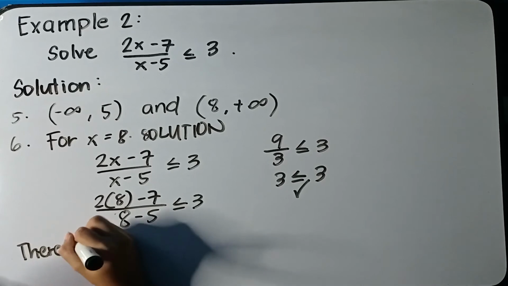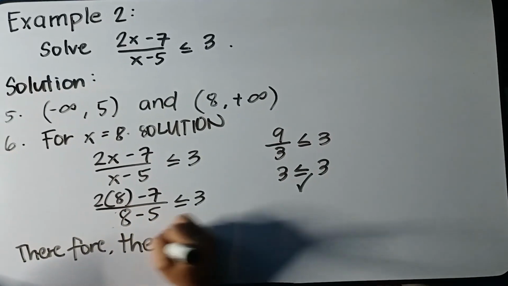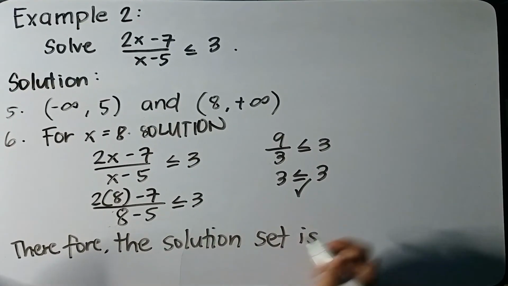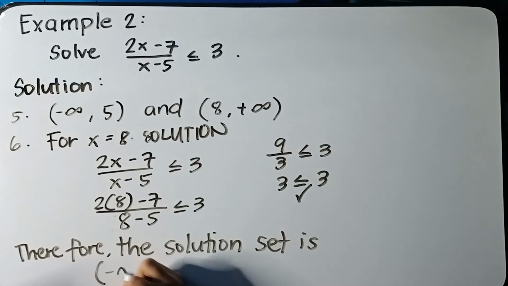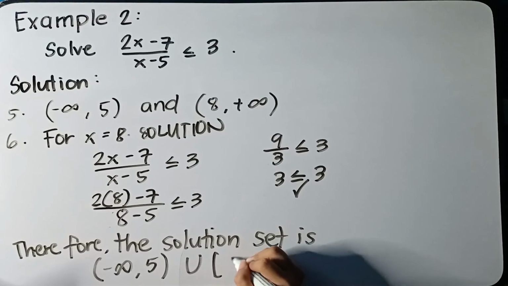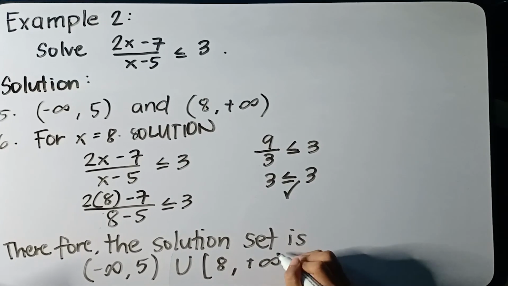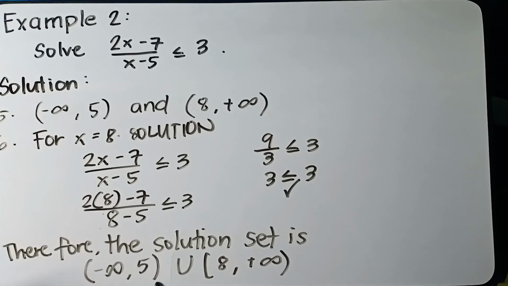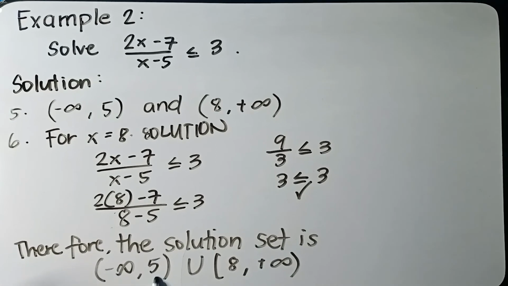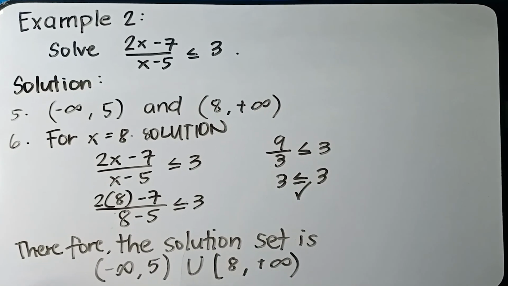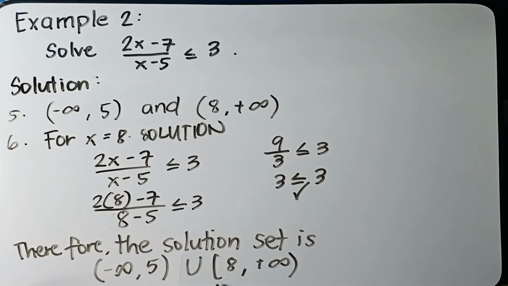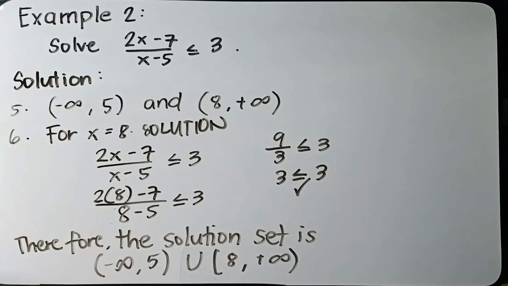Therefore, the solution set is negative infinity to positive 5, union 8 to positive infinity. Again, the parenthesis symbol indicates that the critical point 5 is not included in the solution set, but 8 is included, so we have here a bracket symbol. That's it for rational inequality.